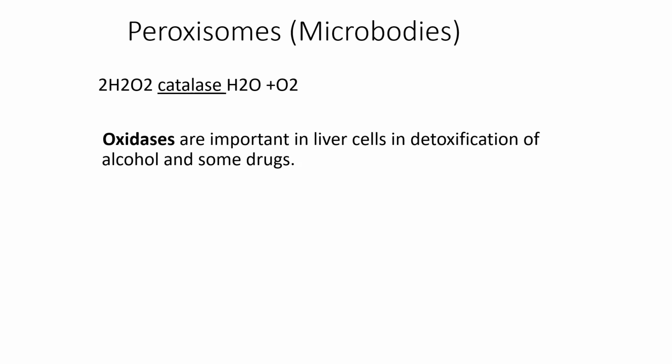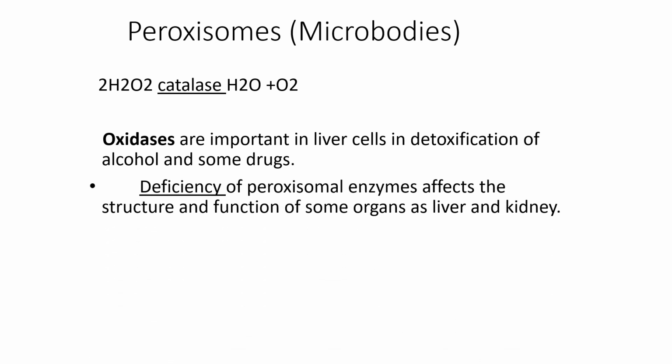The oxidation is important in the liver cell because it causes detoxification of alcohol and some drugs. Deficiency of the peroxisomal enzymes affects the structure and function of some organs such as the liver and kidney. How do we know that there is a deficiency? By the electron microscope, I can see empty peroxisomes.